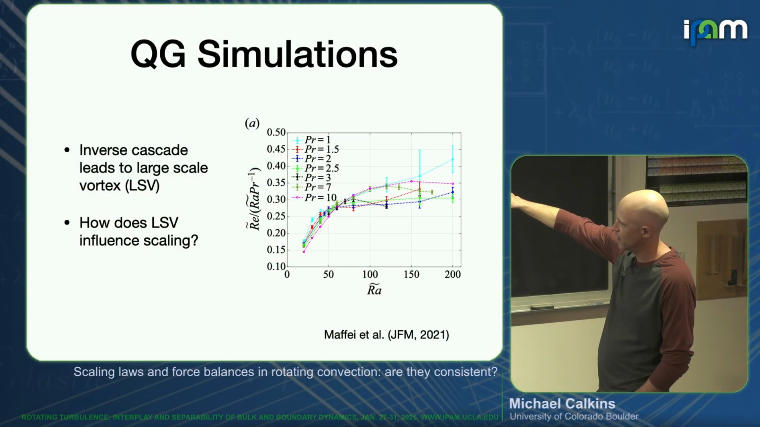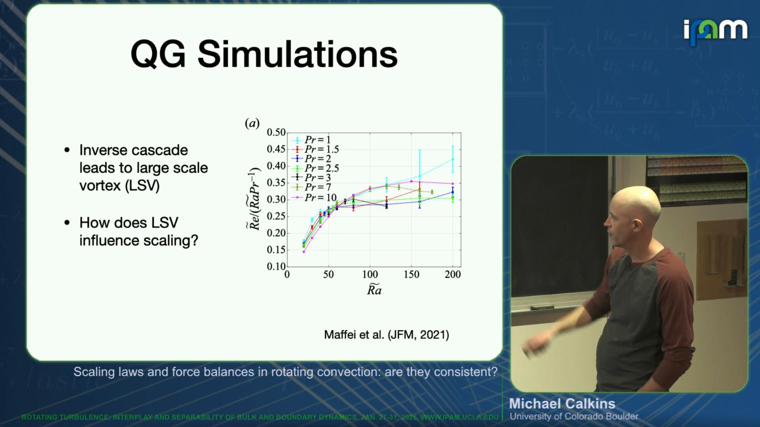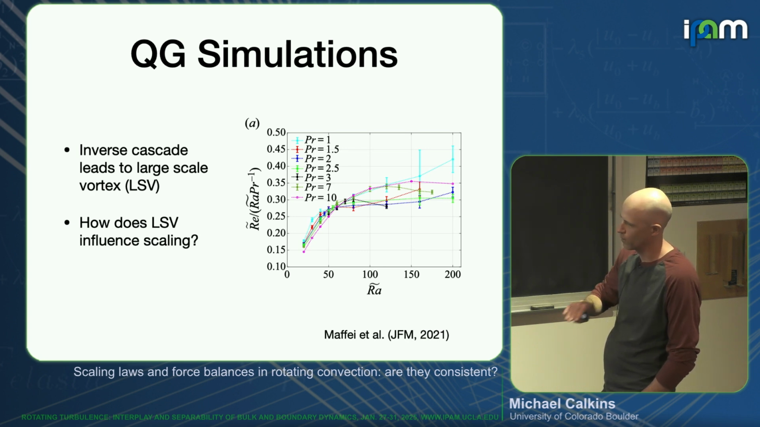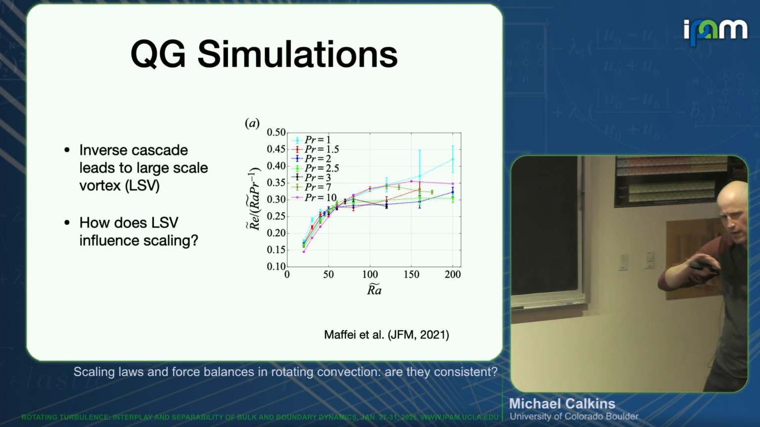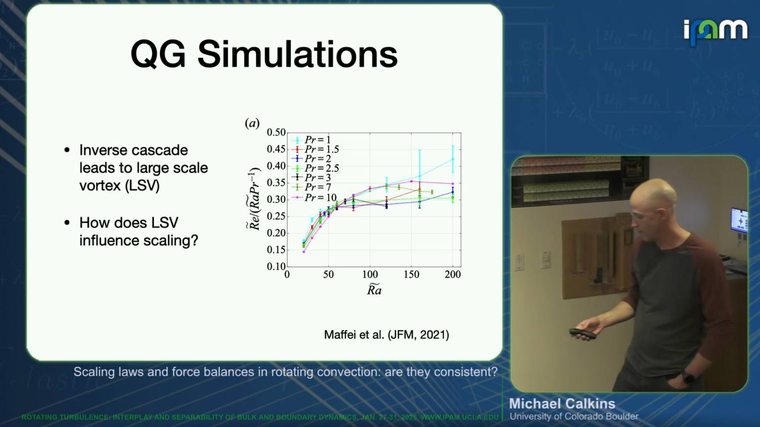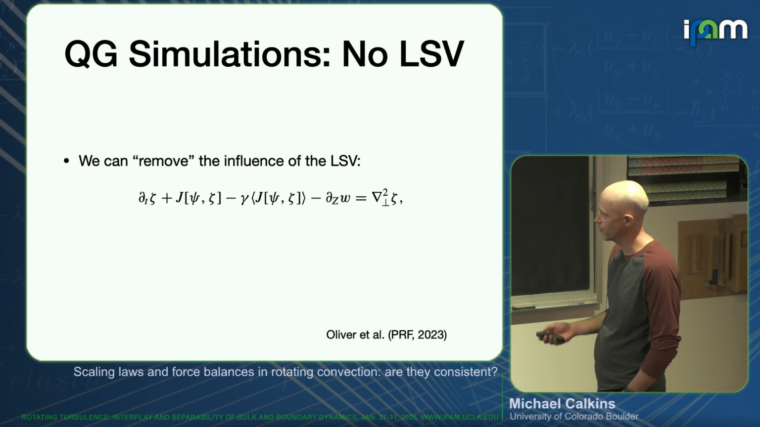And you can see that at the lowest Prandtl number, the behavior is that it kind of bends over at a particular reduced Rayleigh number, and then it deviates from that diffusion-free scaling. There is a certain range, depending on the Prandtl number, where it looks like it might work, and then it deviates once the large-scale vortex becomes dominant. So we wanted to understand this behavior.